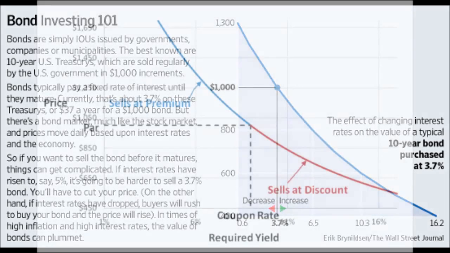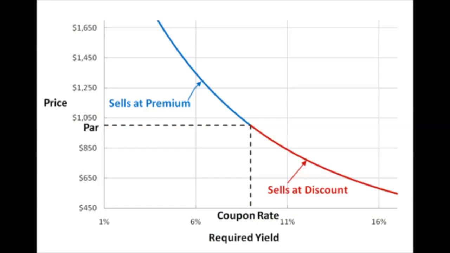Remember that bonds pay a fixed rate of interest for their term. So if current interest rates are low and the bond is paying higher interest rates than the market, then the bond becomes more valuable and is sold at a premium. If the bond is paying less interest than the market, then the bond becomes less valuable and is sold at a discount.